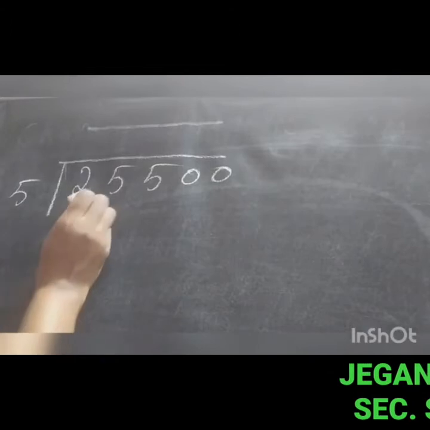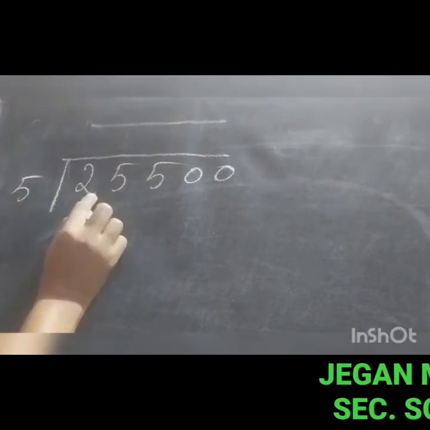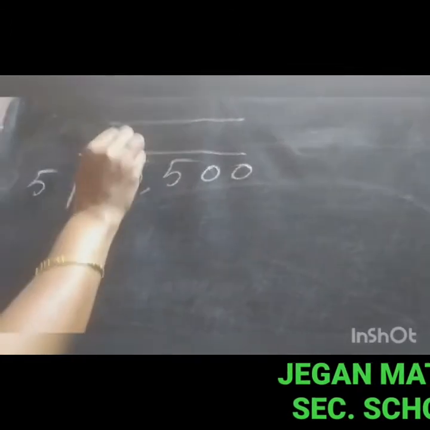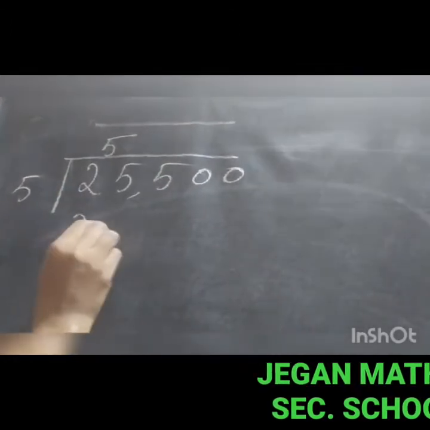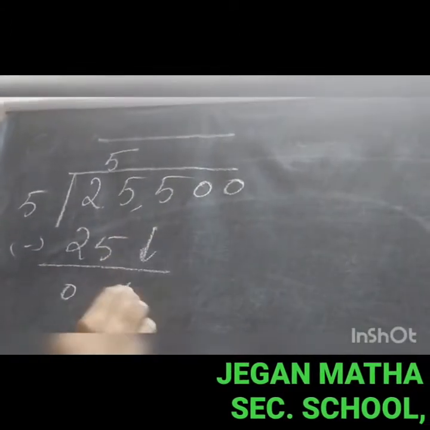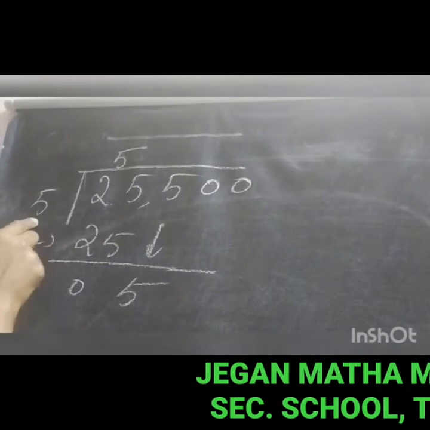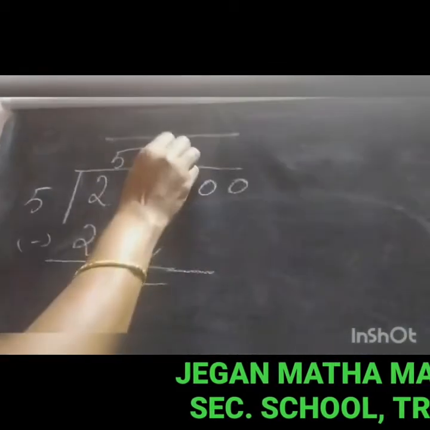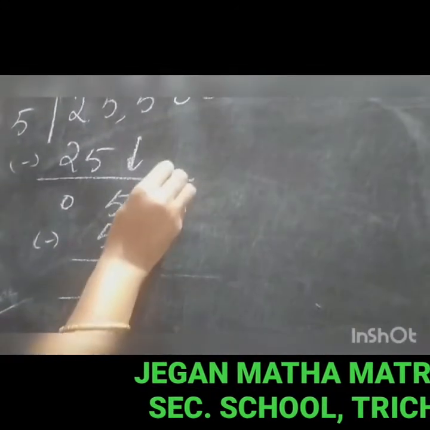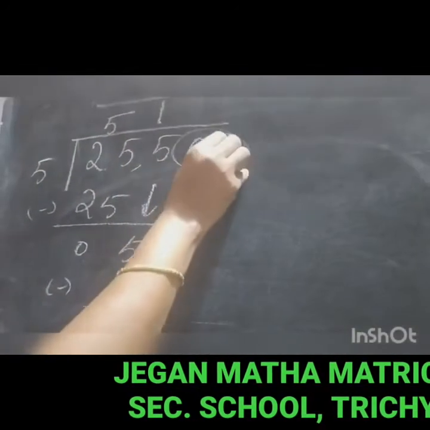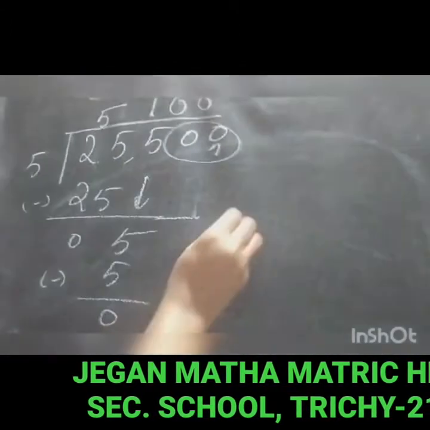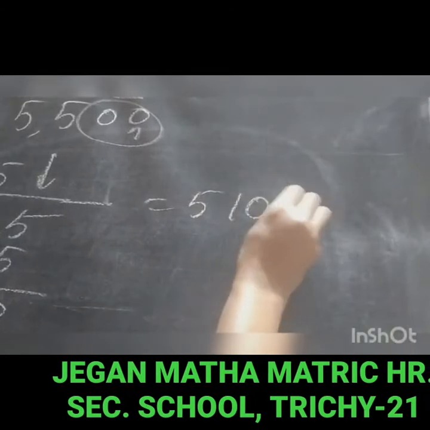Now let us take the 2, that is a 1-digit smaller number, so we can't divide, so you take the 2-digit 25. So 5 times 5, 5 fives are 25. Here subtract, 0. Here bring down the 5. So here also 5, 1 time only. 1 five is 5. Here subtract, 0. Then these two 0s come to the quotient. So the final answer is 5,100.